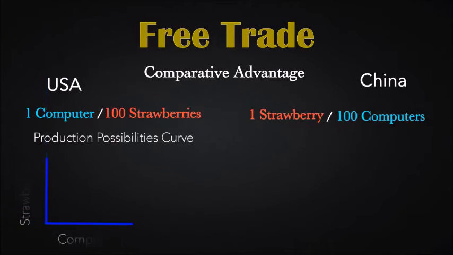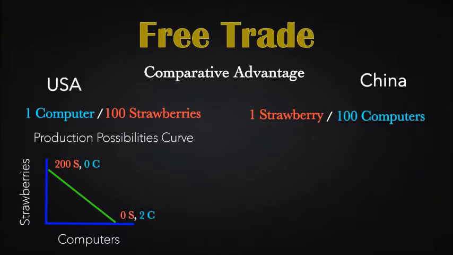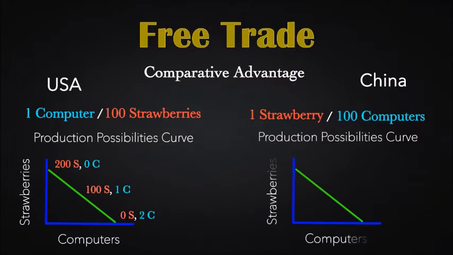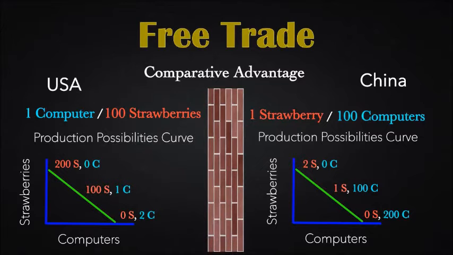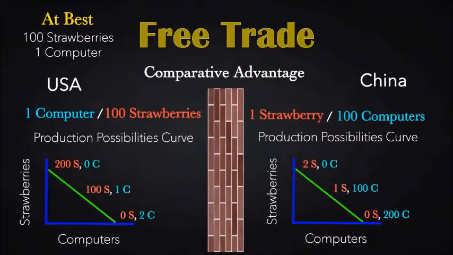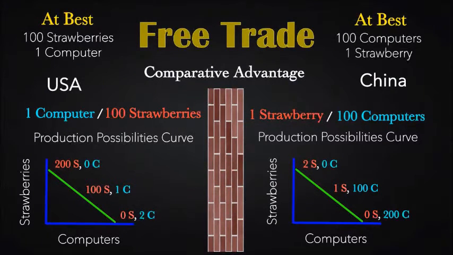So let's imagine that the US has the resources for 200 strawberries, which correlates to 2 computers, and also 100 strawberries and 1 computer. Let's also imagine that China has the resources to create 200 computers, which correlates to 100 computers and 1 strawberry, and also 2 strawberries. If China and the US cut each other off completely, and both countries want strawberries and computers, then the US will have 1 computer and 100 strawberries at best, and China will have 1 strawberry and 100 computers at best.